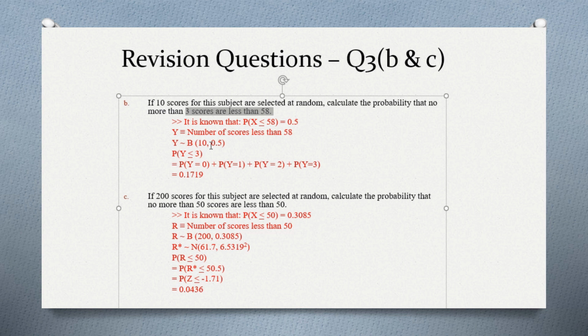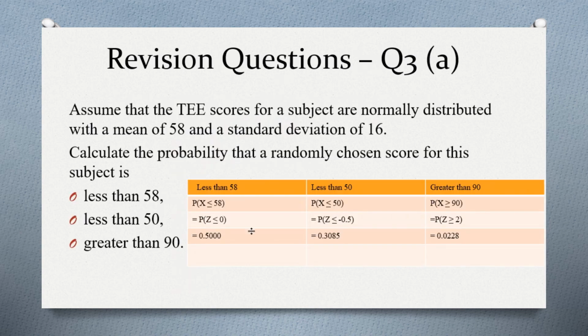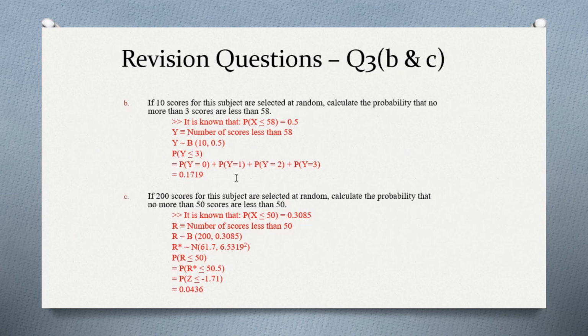How do I know what my p should be? My p must be related to my event. What is my event? Number of scores less than 58. So here must be the probability that the score is less than 58. So let's go back up. Do we have it here? Yes, less than 58. You already calculated it: 0.5. That's where the 0.5 comes from.